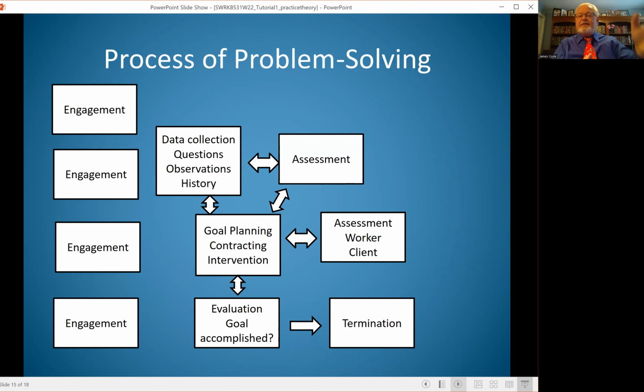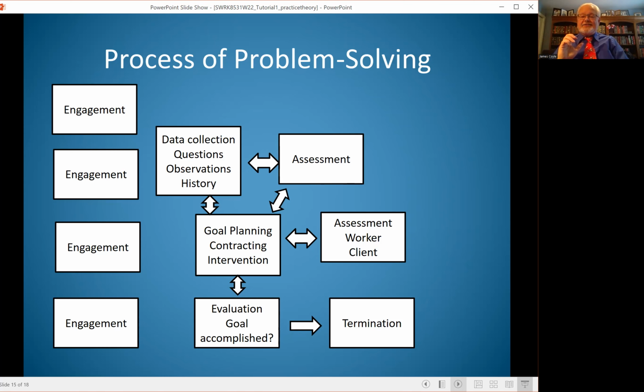I've tried to do a flow chart to show how these processes of problem solving come together. On the left-hand side, you can see here that engagement happens throughout the whole process. It's listening, it's empathizing, it's working in a collaborative way with the client. Data collection begins with asking about the client themselves and their presenting problem, and then the history of what has happened in the presenting problem, but also what factors may be going on in their life which are going to influence that.